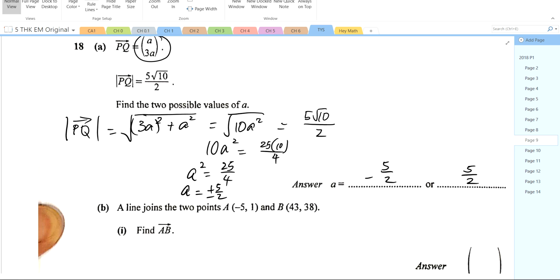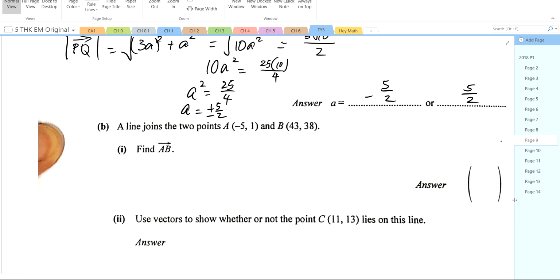Understand? Now part B. Anybody needs help? Chloe? Part B. Part 1 or part 2? Both. Xinhui? Part 2. Winnie? Don't need. Okay. Line joins the 2 points A and B. So these are coordinate geometry lah. But we can also use vectors to help us solve. AB will be equal to AO plus OB.